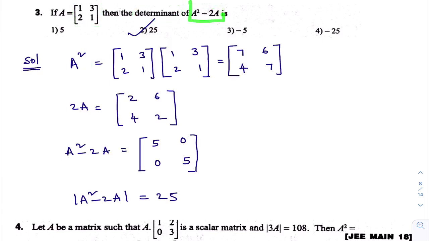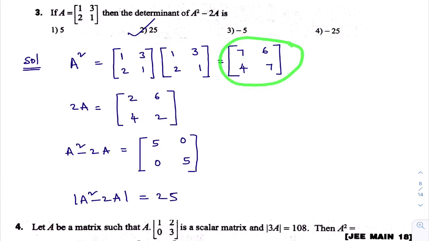To calculate A square minus 2A, I need A square, I need 2A. So here I am calculating A square. See this is the matrix A. A square means A into A. You know how to multiply two matrices. See first row, first column, that is 1 into 1, 1, plus 3 into 2, 6, 1 plus 6 is 7. Multiply these two matrices, so you are getting this answer.